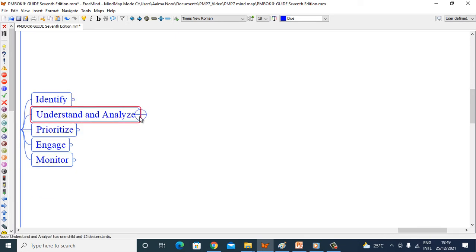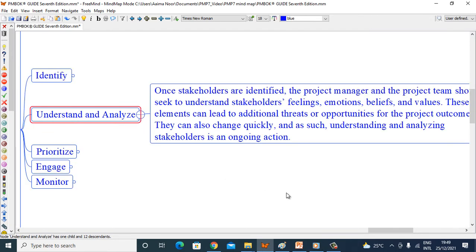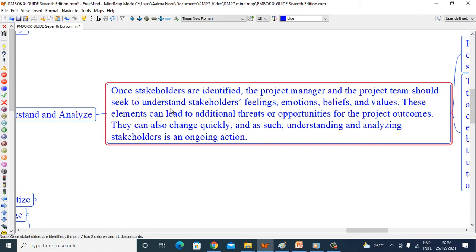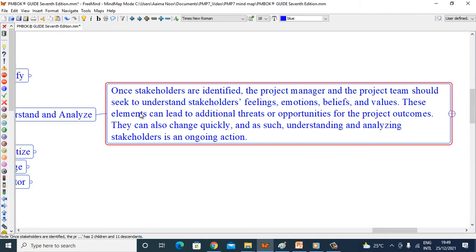Now let's see understand and analyze. Once stakeholders are identified, the project manager and the project team should seek to understand the stakeholders' feelings, emotions, beliefs, and values. These elements can lead to additional threats or opportunities for the project outcomes. They can also change quickly, and as such, understanding and analyzing stakeholders is an ongoing action.